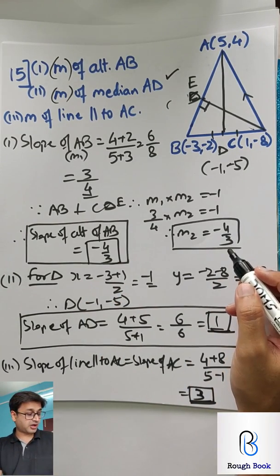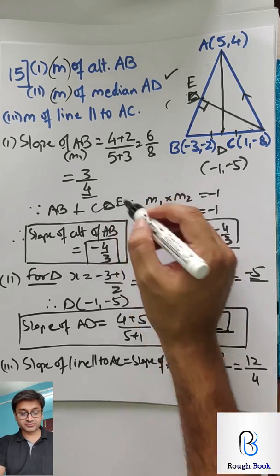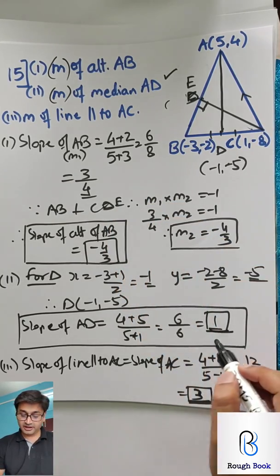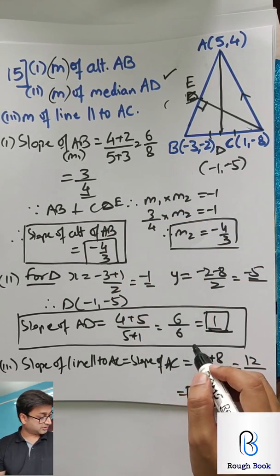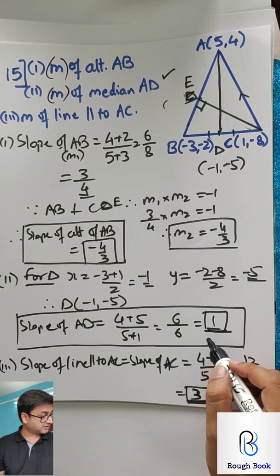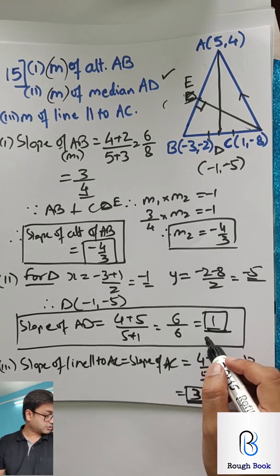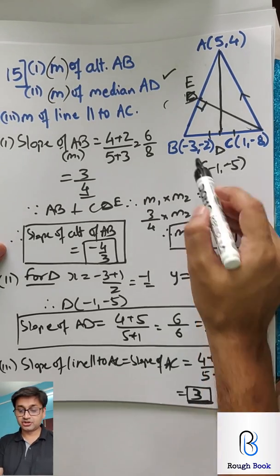Let's verify if all our answers are correct. This is sum number 15. So minus 4 by 3, correct. 3 by 2. 3 by 2 is the second one and third one is 3. This is wrong. They said the answer is 3 by 2. That is slope of AD. Slope of median AD. So we'll have to recheck.